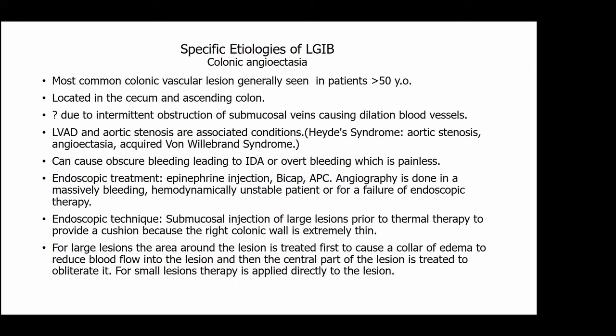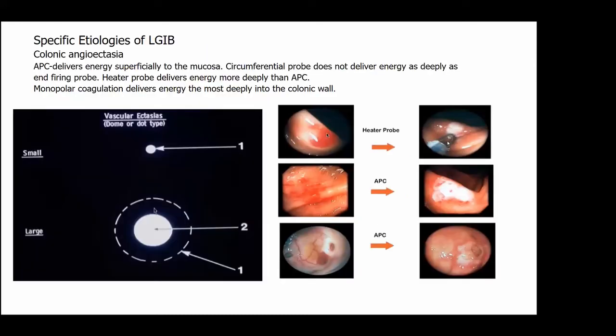Bleeding from colonic angiectasia can cause obscure bleeding leading to iron deficiency anemia, or it can cause overt painless bleeding. The endoscopic treatment, again, is epinephrine injection, BiCAP, or APC. And of course, angiography can be done in a massively bleeding, hemodynamically unstable patient or for a failure of endoscopic therapy. And this is just a picture of thermal therapy being applied to colonic angiectasia.